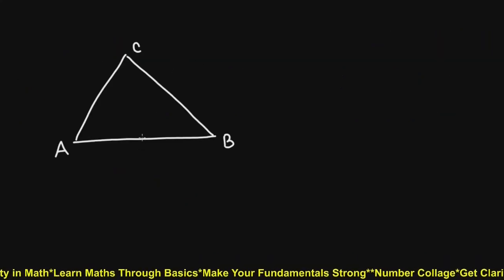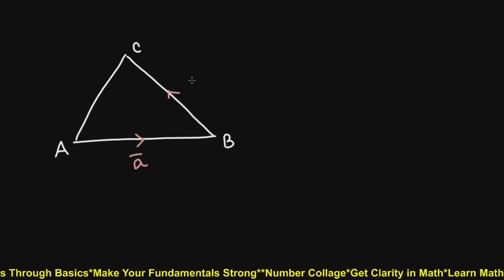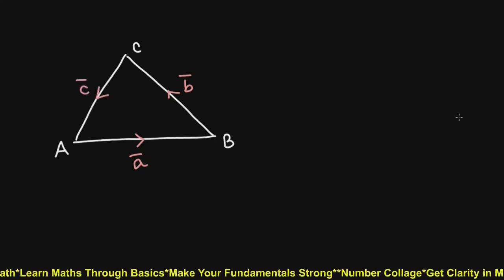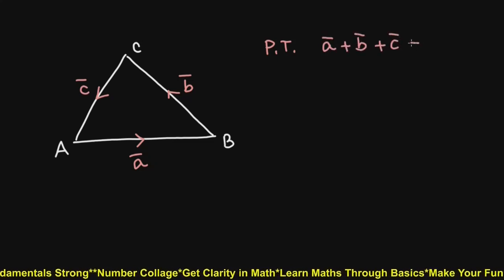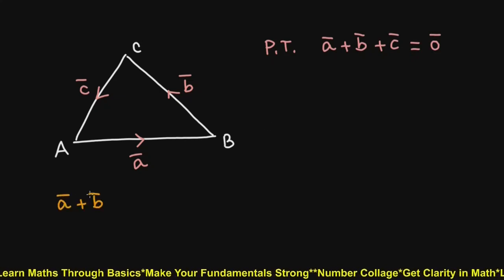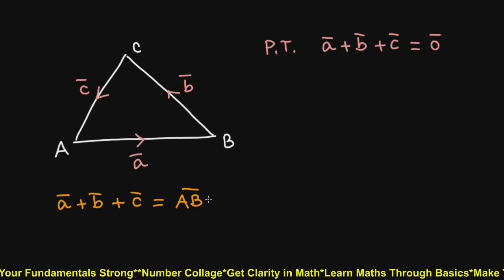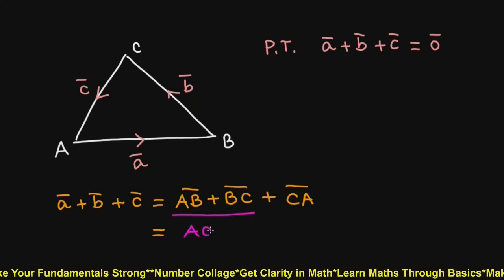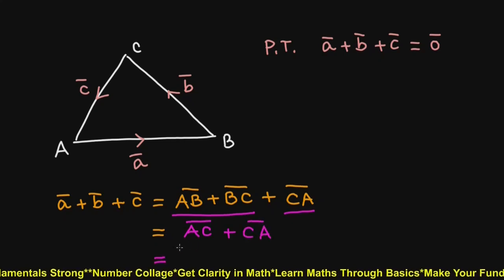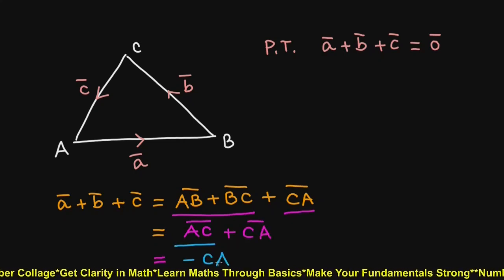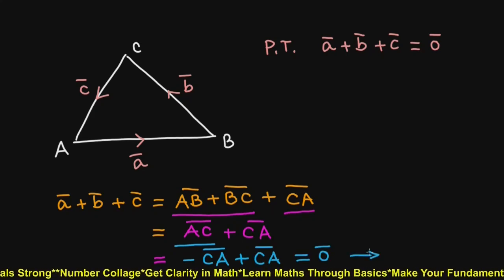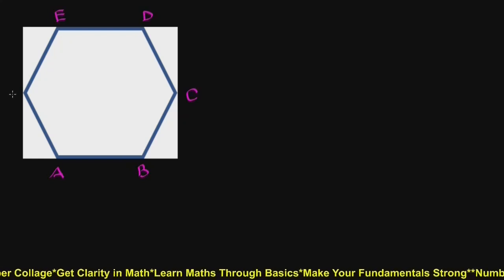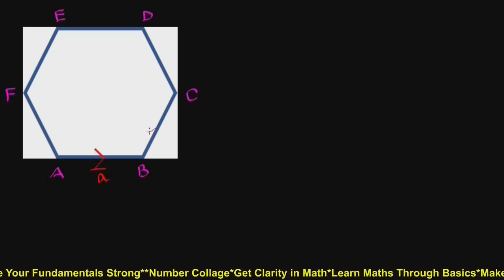In triangle ABC, if AB is represented by vector A bar, BC by vector B bar and CA by vector C bar, then we have to prove that A bar plus B bar plus C bar equals a zero vector. Now we have A bar plus B bar plus C bar equals AB bar plus BC bar plus CA bar. Now according to triangle law, AB bar plus BC bar is AC bar plus this CA bar. Now from the figure, this AC bar is minus CA bar plus CA bar, which is a zero vector. Hence proved.